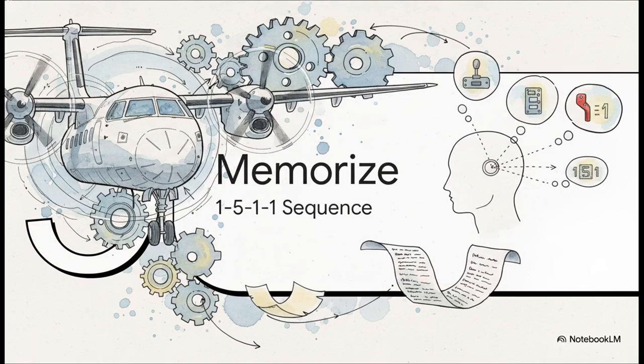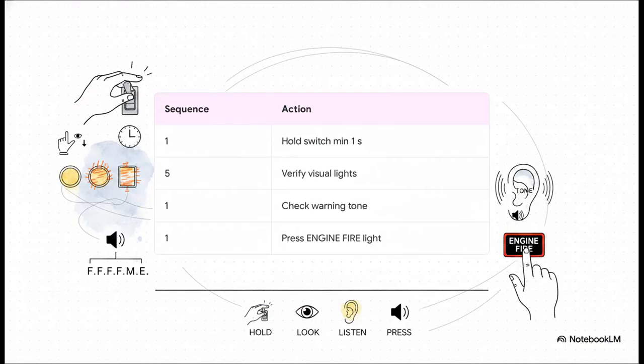Finally, we arrive at Section 5, memorize with 1511. So, the crucial point here is, how do we guarantee you actually remember this entire sequence perfectly when the pressure is really on in the simulator for your Q400 type rating? Simple. We're going to compress everything into the ultimate mental cheat sheet. I want you to take a mental snapshot of this 1-5-1-1 matrix right now. It maps exactly to the sensory framework we just went through.